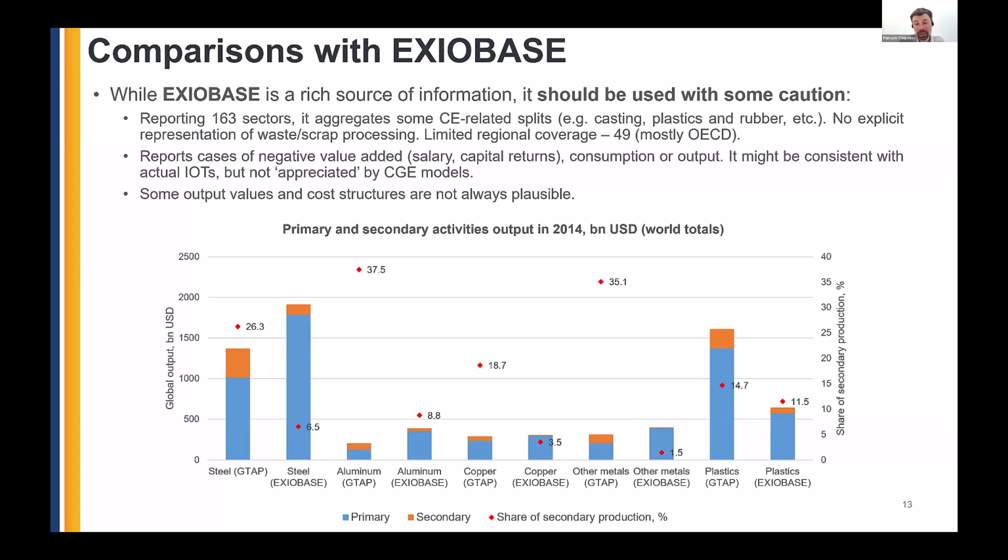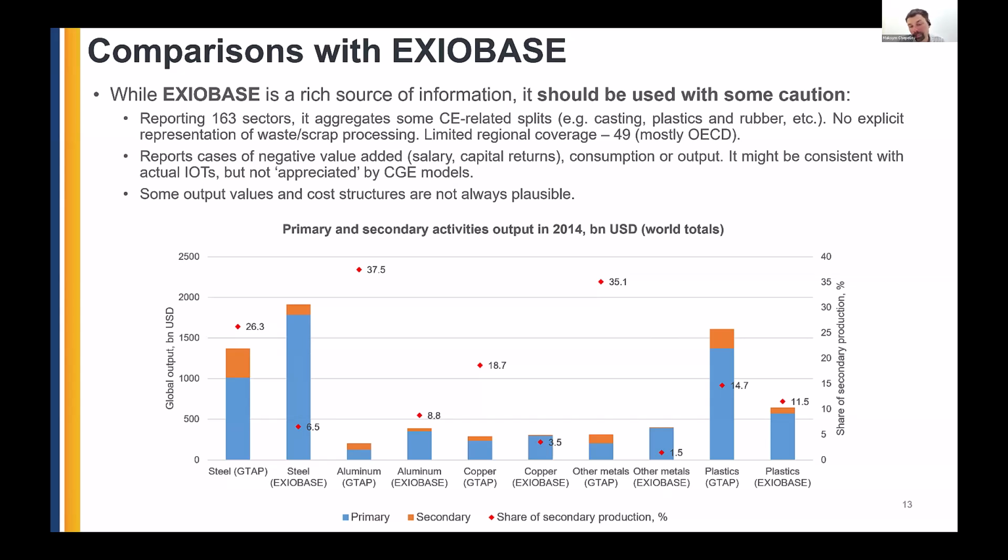But what was a bit more surprising is the difference between shares of secondary versus primary production. So in the case of Exiobase, and this is this red diamond, shares of secondary production are consistently lower than in case of GTAP. So for instance, for steel, in 2014, we had around 26% share of secondary production, and in case of Exiobase, the share is only 6%. In case of aluminum, the deviation is even more substantial. So could be the case that maybe Exiobase has not updated shares, at least in the versions that we compare, with the more recent data.